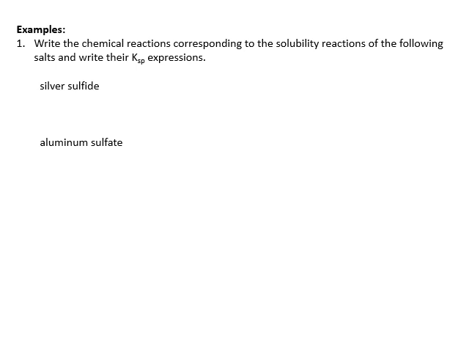Let's start by walking through some calculations for a few examples before having you work on similar group problems together. Question 1 asks us to write the chemical reactions corresponding to the solubility reactions of the following salts and to write their KSP expressions. The first one is silver sulfide. We need to know the formula for silver sulfide, and to do that we need to know the ions involved. Silver, when it's an ion, is always +1. Sulfide will be S2-. So the ionic compound formed from silver and sulfide is Ag2S.